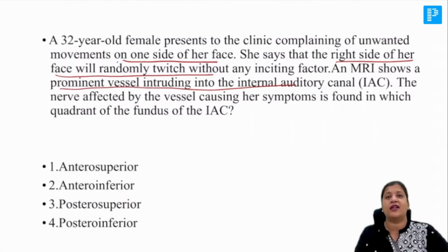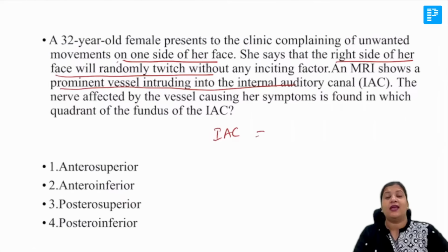They're asking you that there is a patient who's having unwanted twitching movements of the face. So this is caused by which nerve is first you have to understand, and where does this nerve lie in the internal auditory canal is the second part of the question. So let me know your answers in the chat box so that I know that all of you are actively participating through this entire session.